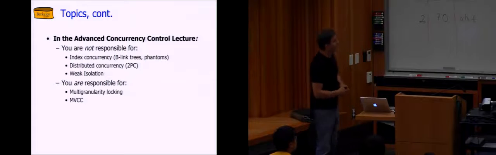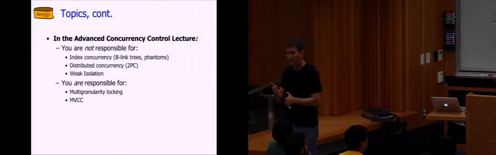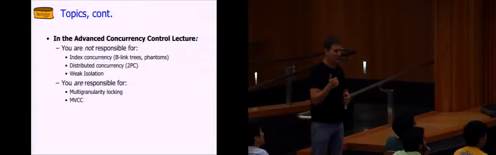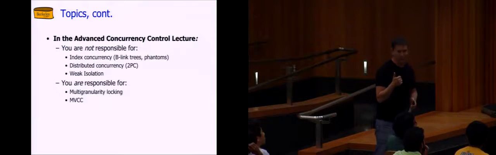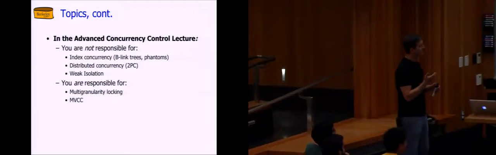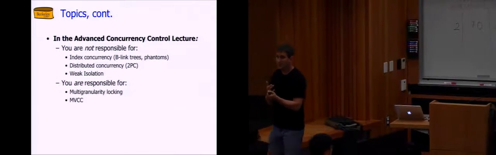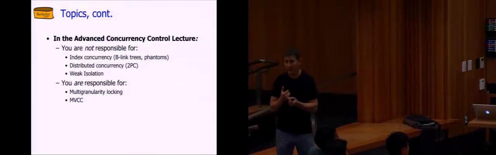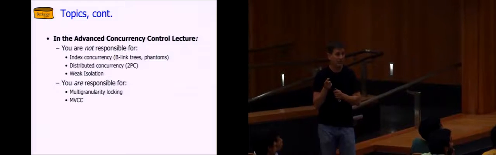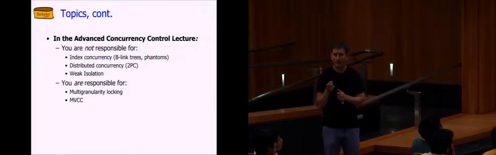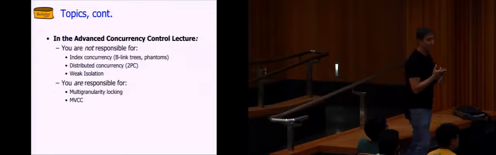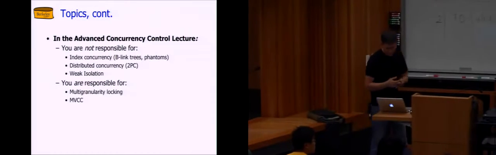All right, and from the advanced concurrency control lecture, you are not responsible for B-link trees, although I lobbied for it. The TAs overrode me. So I thought it was a cool topic, but they decided that you guys had enough trees going on. So you're not responsible for B-link trees or phantoms. You're not responsible for two-phase commit and distributed concurrency, and you're not responsible for weak isolation. You are responsible for multi-granularity locking, which I teach every year, so it's kind of not an advanced topic anyway. That means intention locks. You are responsible for multi-version concurrency control.